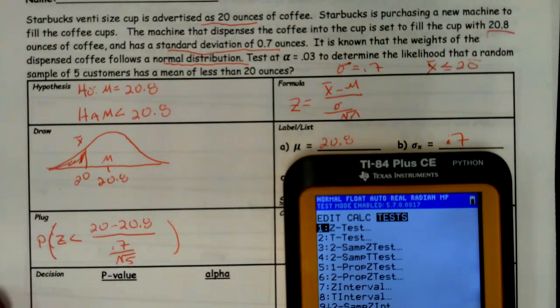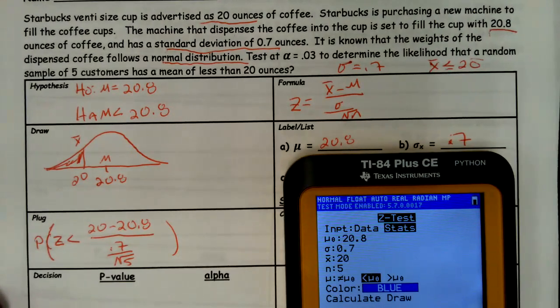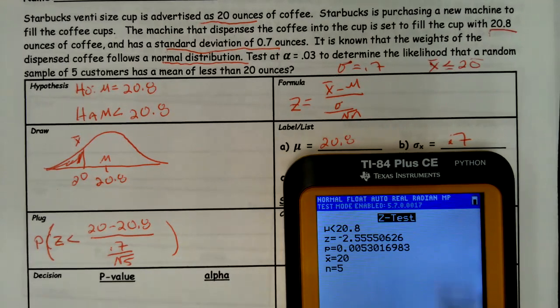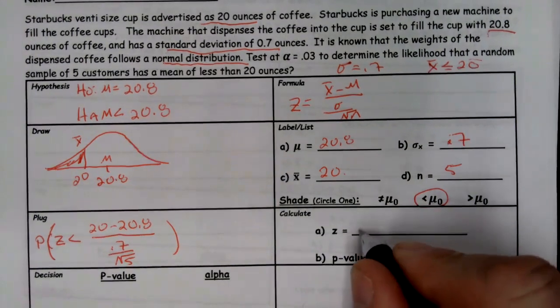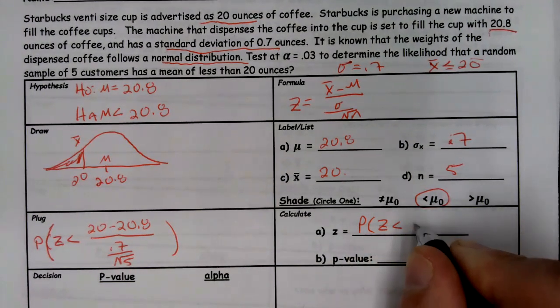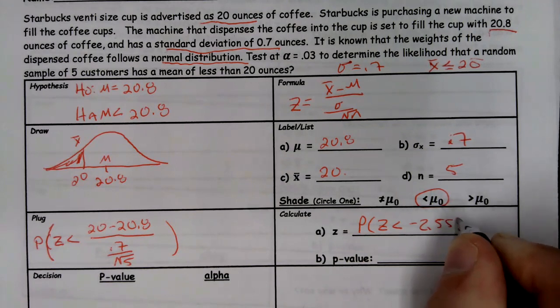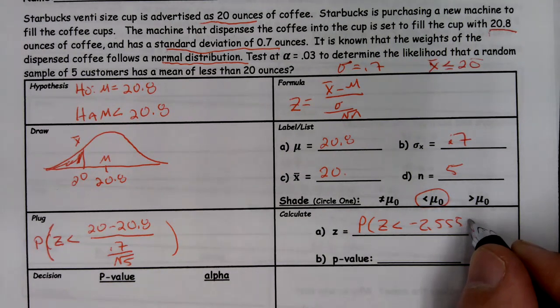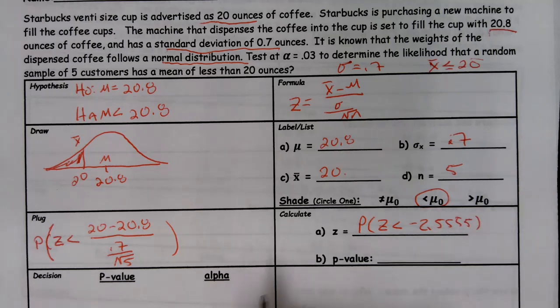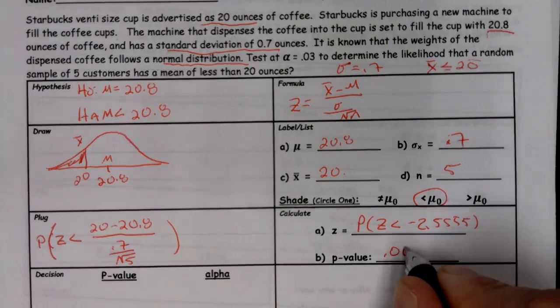We're going to go stat, test, Z test. We have our mean set at 20.8. Our standard deviation is 0.7. Our X bar is 20. Our sample size is 5. We want less than shaded, and I have that. Press calculate, and we end up getting a probability that Z is less than negative 2.5555, and that equaled 0.0053. So a pretty small p-value.